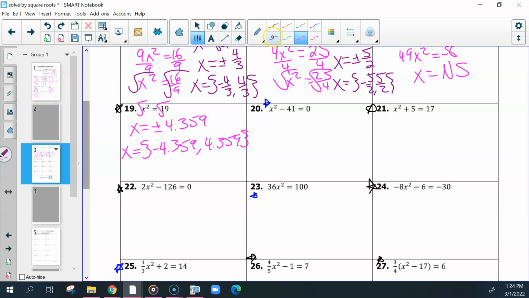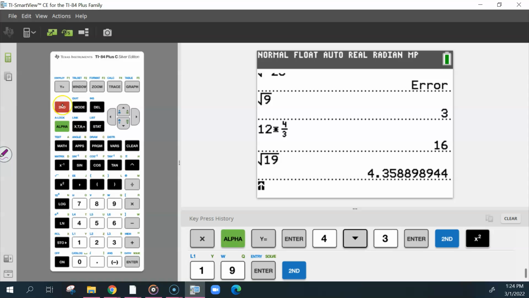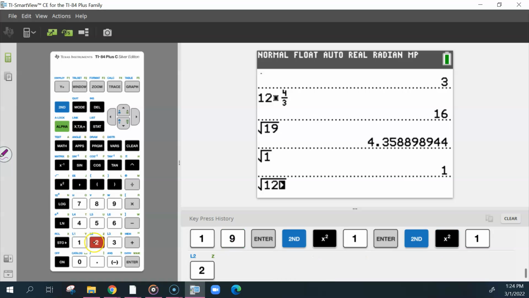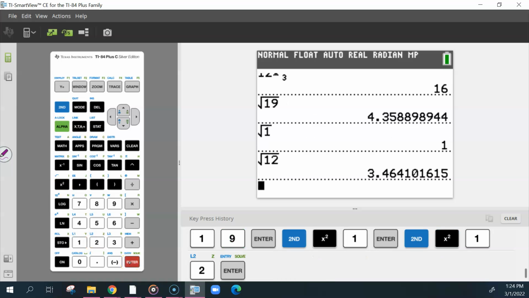Number 21. Add 40 minus 5. Subtract 5 on both sides. We get 12. And then take the square root of both sides. 3.464 would be our answer, positive and negative.